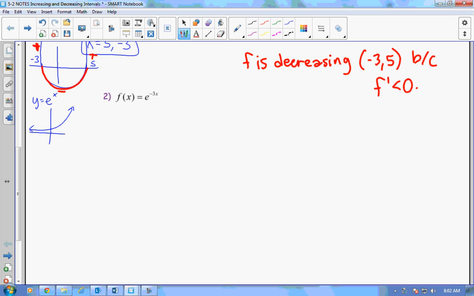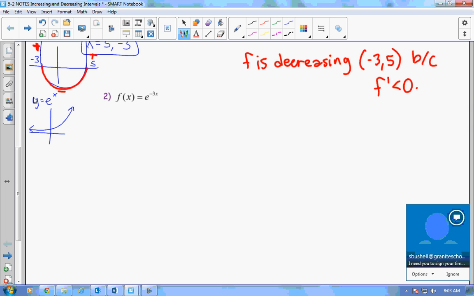Okay, if the negative is in the exponent, what does that do to the graph? It's not in front of the e, it's in the exponent. Why don't you graph it, see what happens. E to the negative 3x. Okay, let me do it here. E to the negative 3x graph. Oh, this is a weird graph.